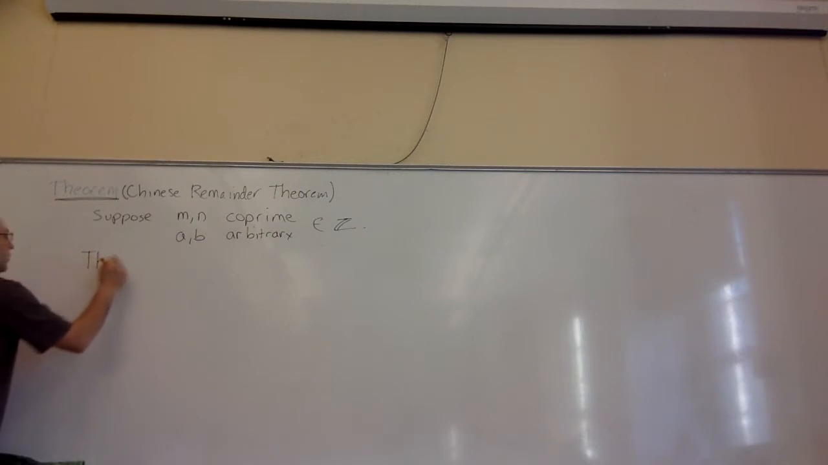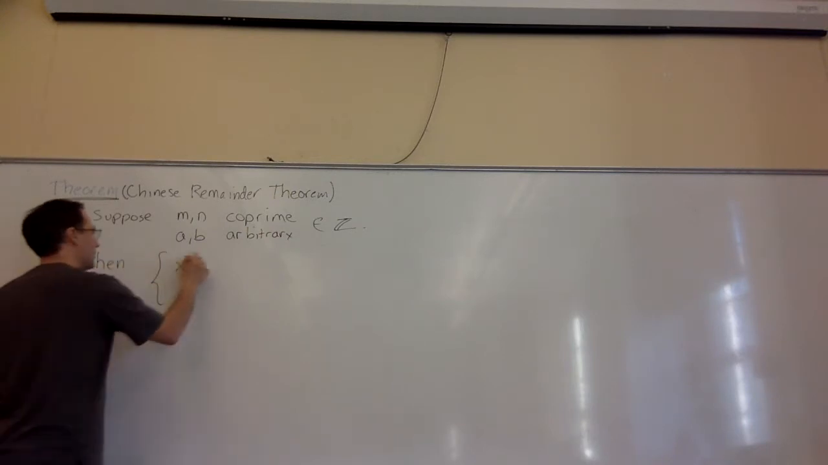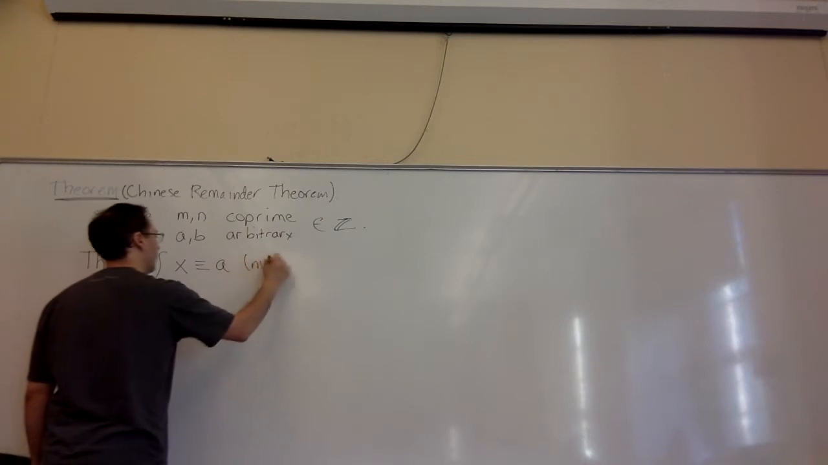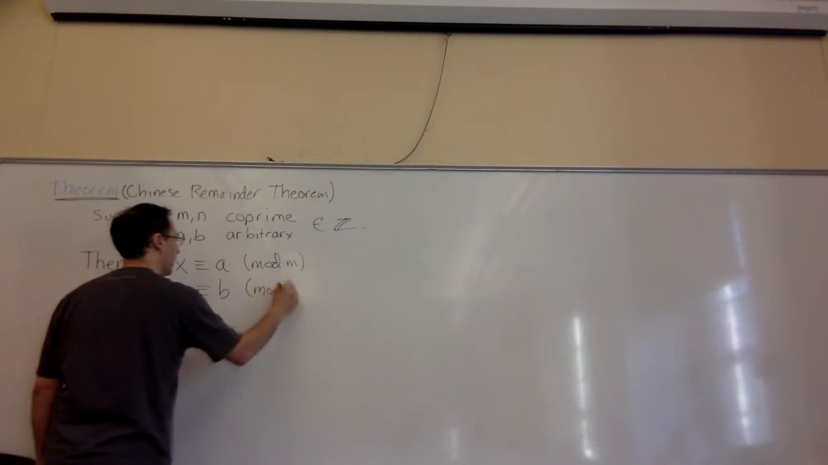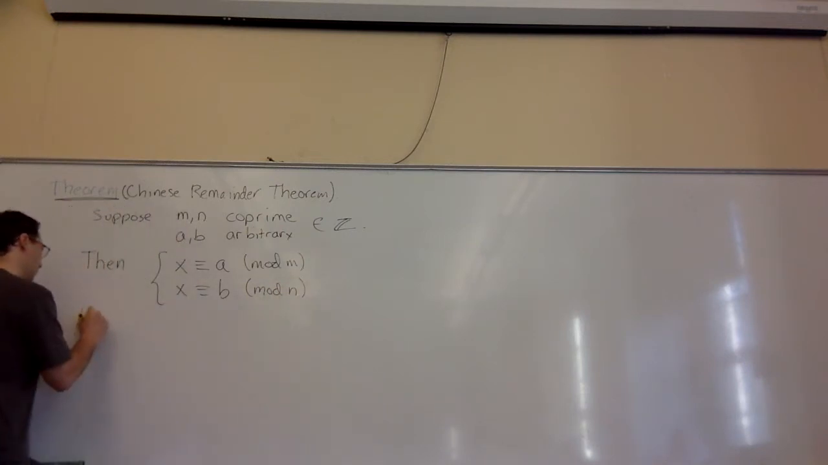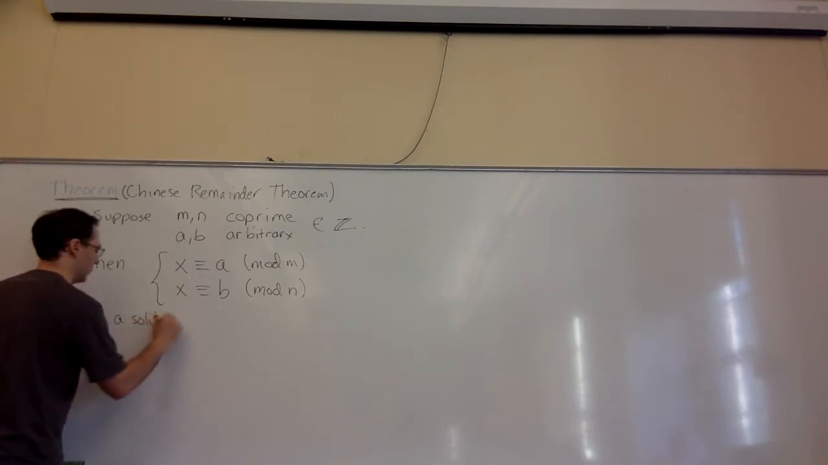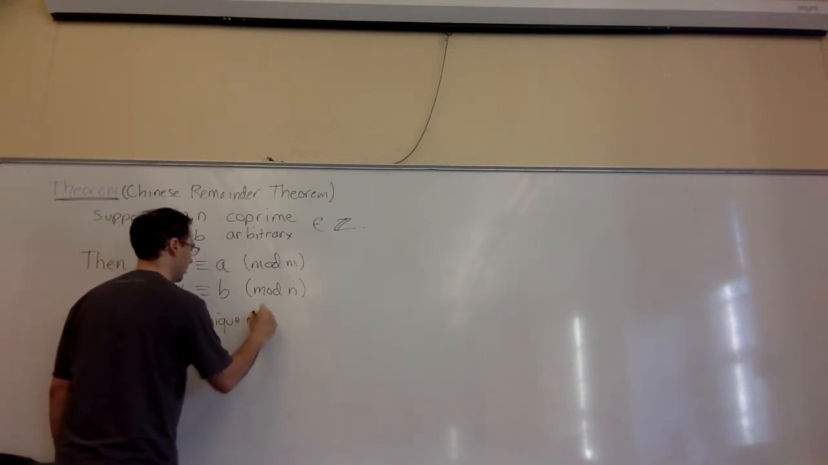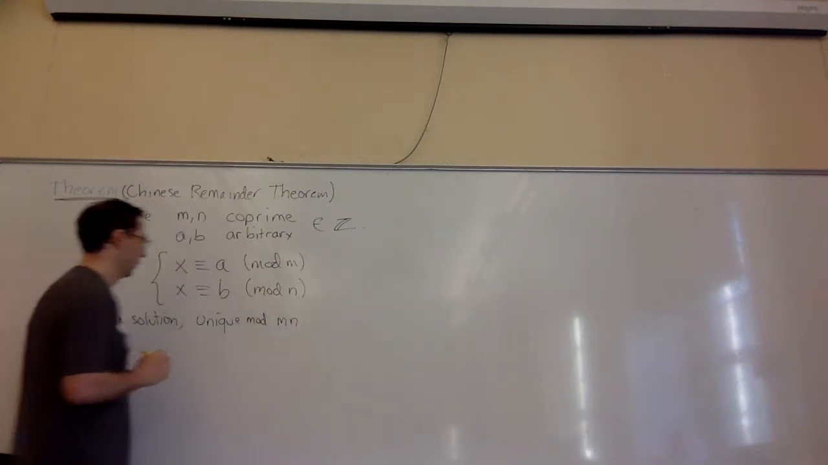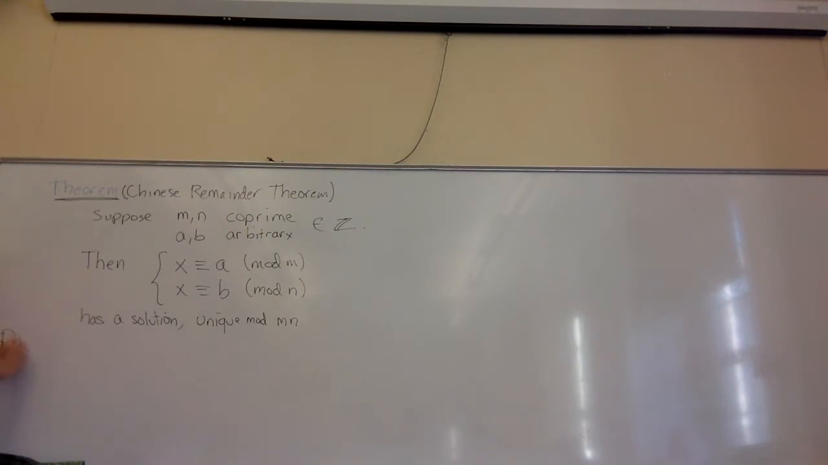Then, the system of equations, x congruent to a mod m, and x congruent to b mod n, has a solution. And it's unique modulo m times n. So I will prove it.